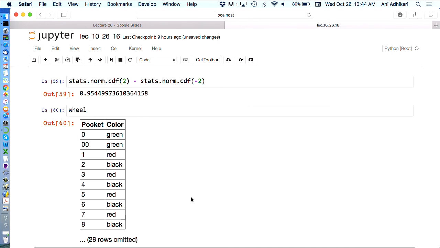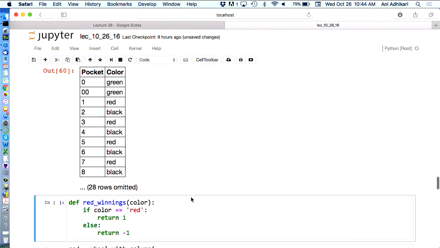If you bet a dollar... I'm sorry? So if you bet $1, then your net winnings, if you win, is $1. And if you lose, you lose your dollar. Yep, you remember this.